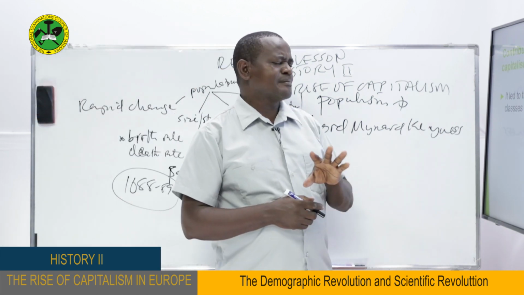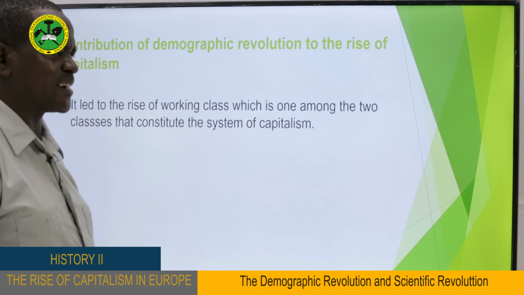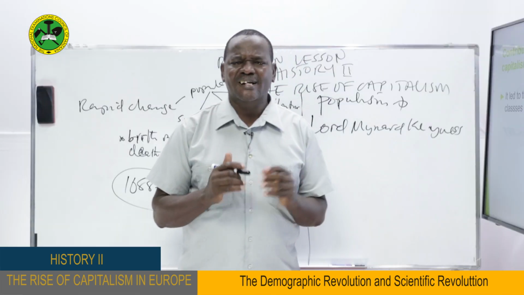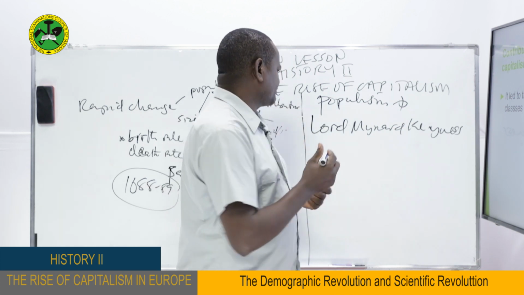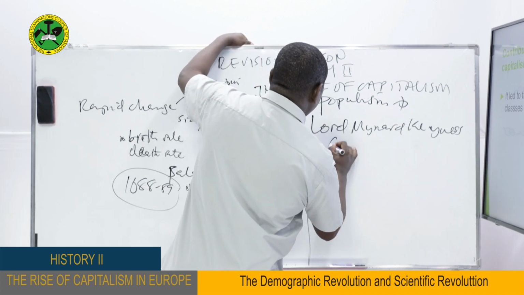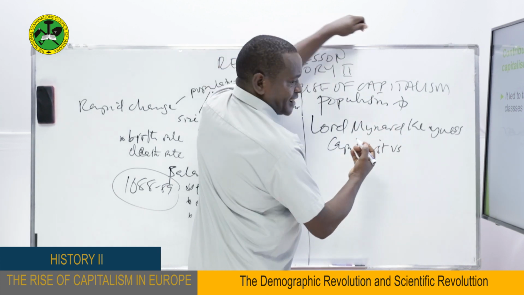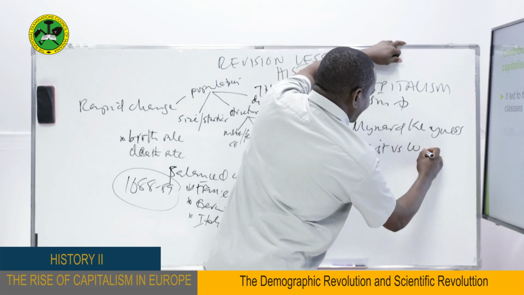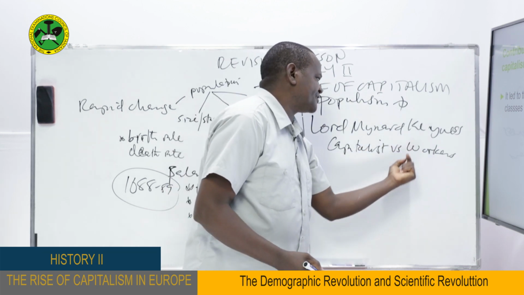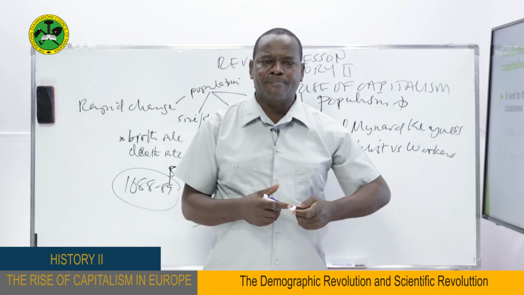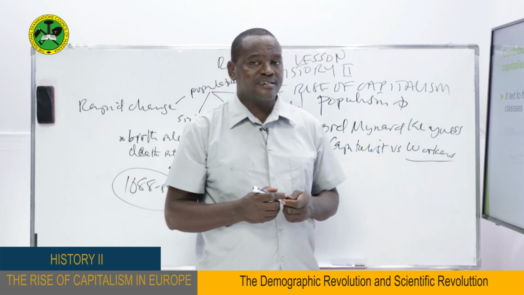My dear students, another very important contribution of demographic revolution to the rise of capitalism is that it led to the rise of the working class, which is one of the two classes that constitute a system of capitalism. A system of capitalism has got two classes. The first class is the class of capitalists. The class of capitalists are the owners of capital, my dear students. And also, we have the second class, which is the class of workers. The class of capitalists plus the class of workers is what makes a system of capitalism. That means if there is no working class, there is no capitalism. This is the way it is, my dear students.